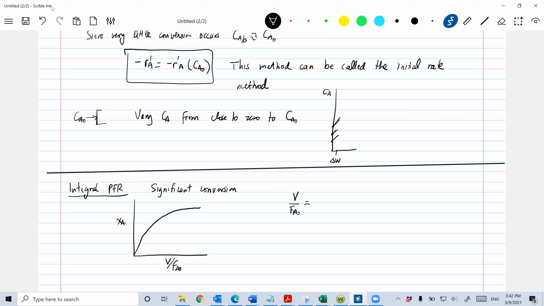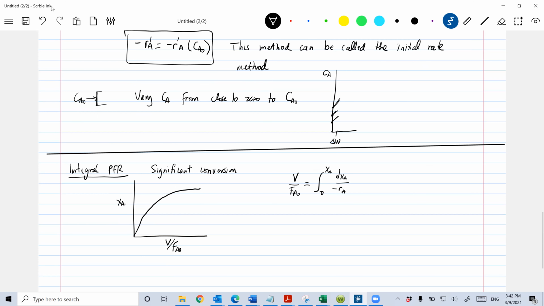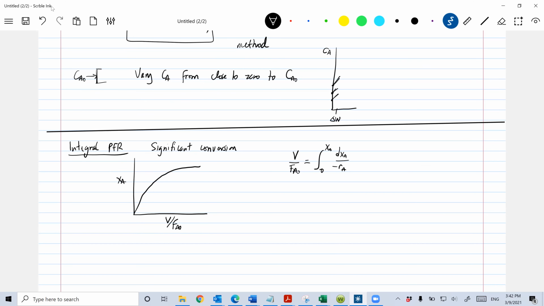So the reason you can do this is that if you look at the design equation, this is the design equation for a PFR. This is just a normal PFR. So if you take the derivative of both sides, you can solve for minus RA, which is just dXA over d(V/FA0). So this is just the slope of the curve at every point.